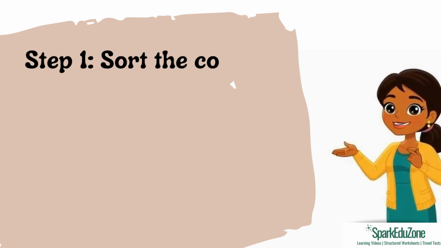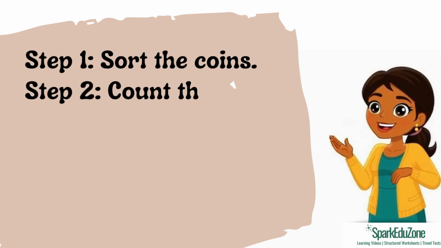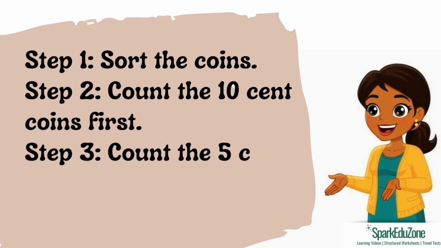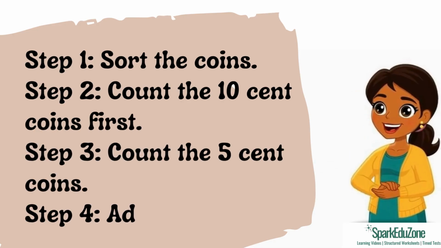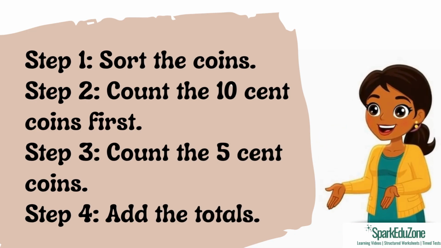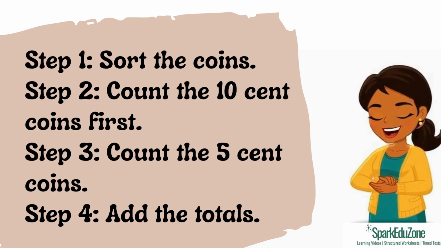Let's review our step-by-step algorithm. Step 1, sort the coins. Step 2, count the 10-cent coins first. Step 3, count the 5-cent coins. Step 4, add the totals. This works because 5 and 10 follow clear number patterns.